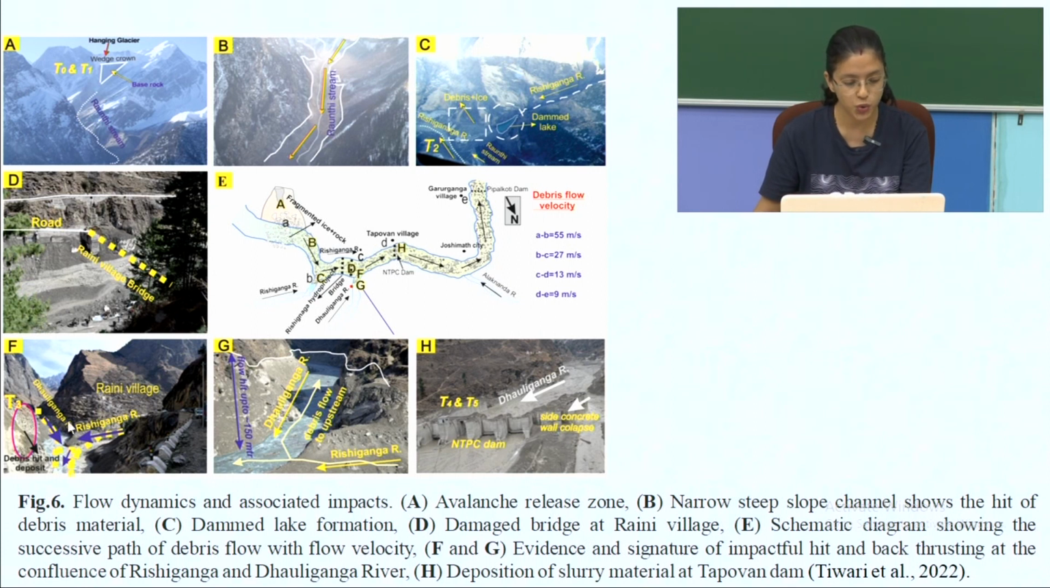This figure shows the confluence between Rishiganga and Dhauliganga Valley. It is at this point where it hit a highest of 150 meters and the water moved upstream in Dhauliganga river, thus reducing its speed and reducing the devastation throughout. This shows the slurry deposited material at the Tapovan Dam village. Two major hydropower projects of Rishiganga and Tapovan were destroyed.